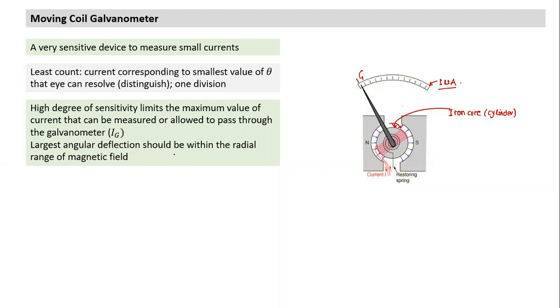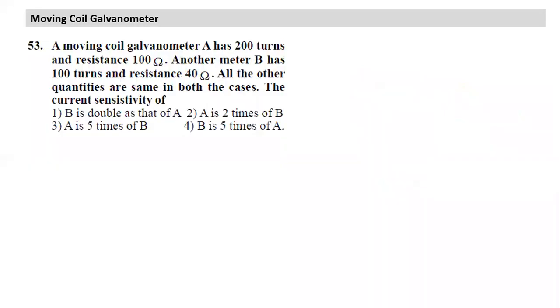And why can't we have large angular deflection? Angular deflection should be such that it is within the radial range of the magnetic field. We cannot have a very large one. You cannot have a 90 degree or 180 degree angular displacement. In that case, the field will not remain radial. Graduations are equally spaced.